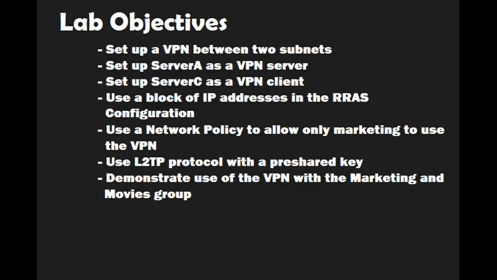Then we'll use network policy to allow only marketing to use a VPN, and then we'll set up the L2TP protocol with a pre-shared key, and then we'll demonstrate the use of the VPN with the marketing and movies group. The first thing we'll be going over is setting up server A as the VPN server. So let's go ahead and start with the configuration.